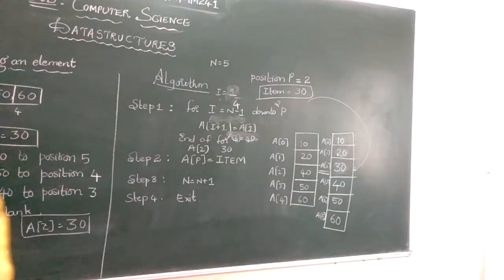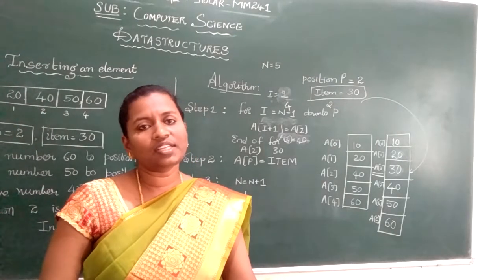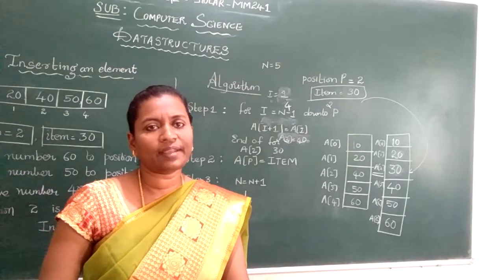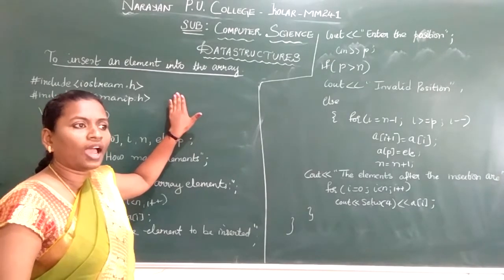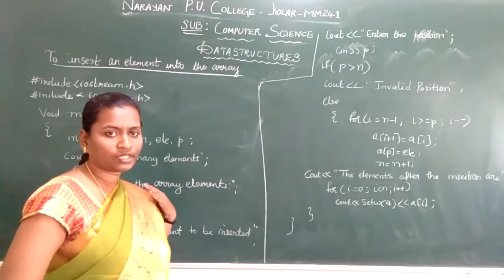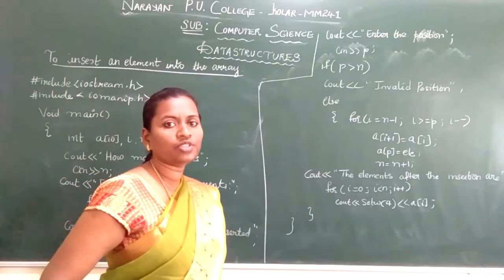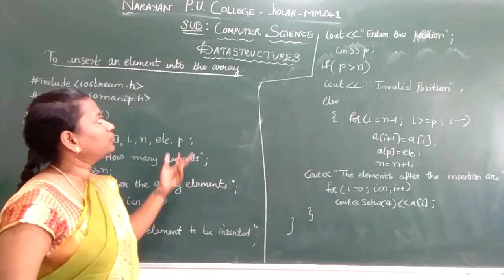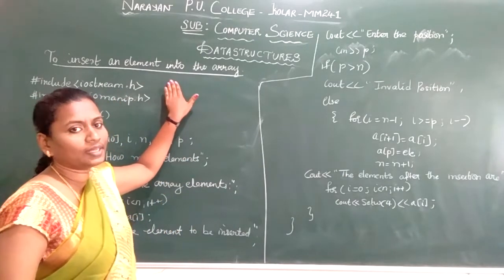We'll see the implementation by using a C++ program, how to implement to insert an element into a given array. So I have discussed about the algorithm, how to insert an element into one array, and we have seen the tracing, how to insert an element into an array. We have seen the step-by-step procedure by using the algorithm. Now I will explain you how to implement the given algorithm by using C++.